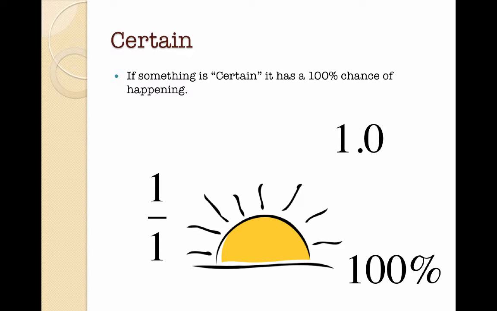If something is certain, it has a 100% chance of happening. As a fraction, this is 1 out of 1, or 1.0 as a decimal. This is 100% as a percentage. An example of something that is certain is that the sun will rise tomorrow.